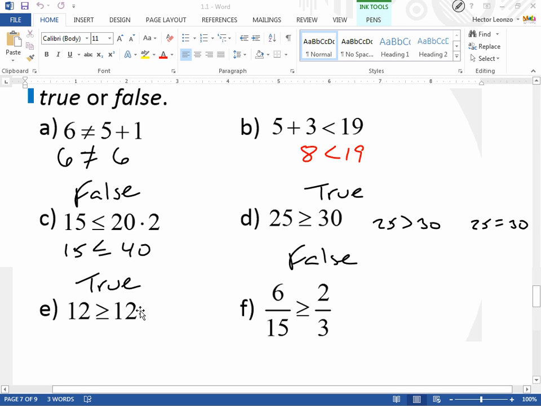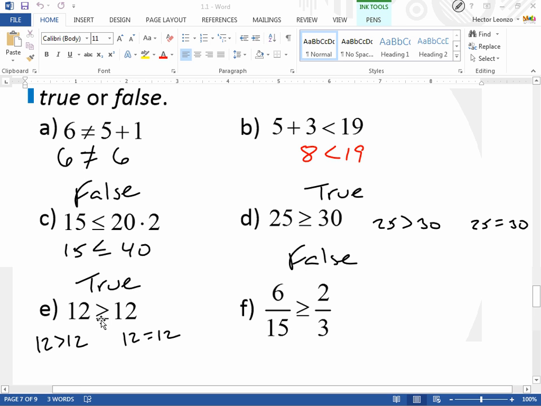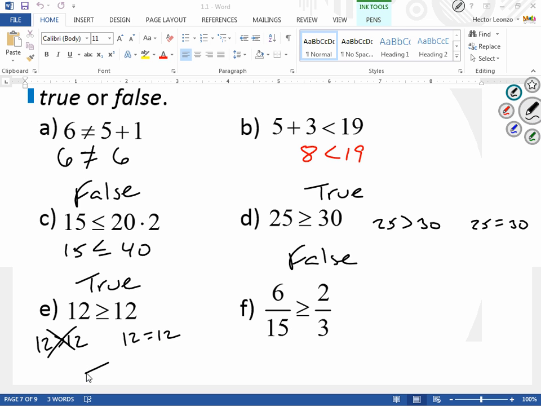Now looking at my example E, remember I can split my inequality. I can split that as 12 is greater than 12 or 12 is equal to 12. Remember there are two symbols, the inequality or the equal sign. I know 12 is not greater than 12, so that's not true. But 12 is 12, so I'm going to call this statement true. Remember for these inequalities, because it has the word or, in this case greater than or equal to, as long as one of them is true, then it has to be true.